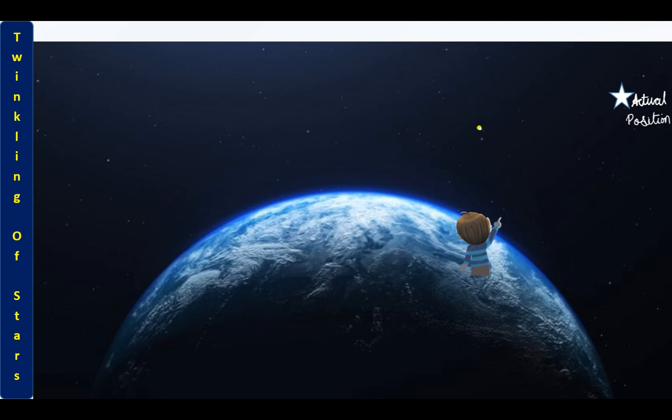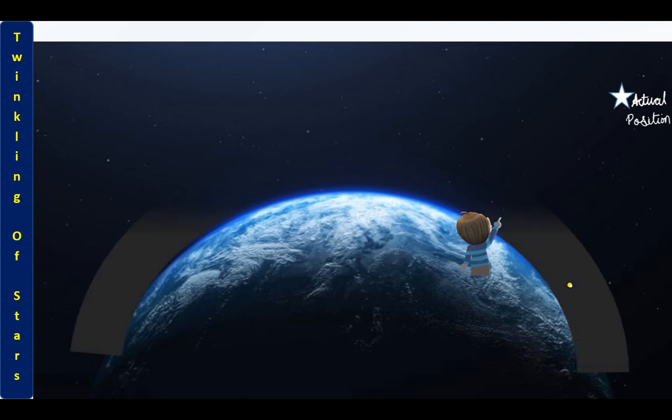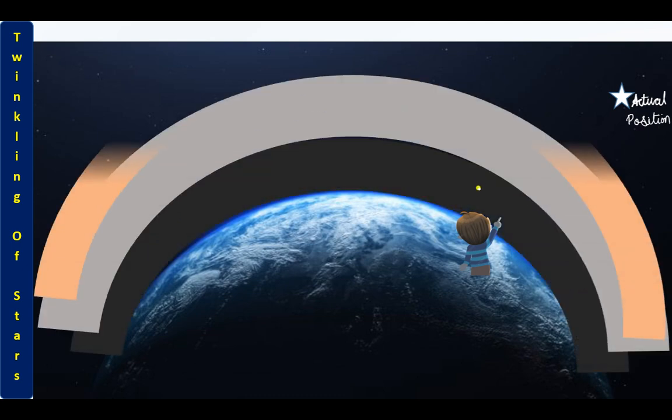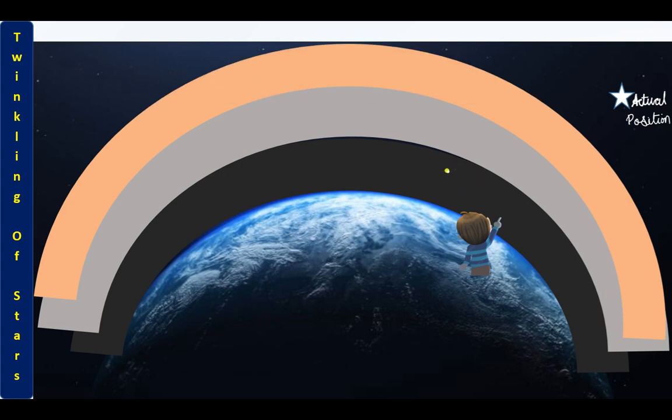Now what we have studied is there are different layers of atmosphere around the earth. So let me display. Suppose this is one of the layers. Then this is another layer. One more layer. These are the different layers of atmosphere, transparent layers around the earth. Now what is the thing over here? The refractive index of these layers is different.